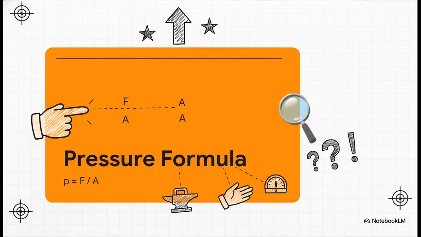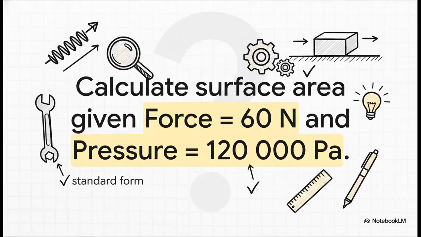P equals F over A. Another one of those formulas that's just got to be in your mental toolkit. And now for the big calculation. Force is 60 newtons, pressure is 120,000 pascals. Our job is to calculate the surface area. But hang on, check out the specific instructions. Give the answer in standard form and state the unit. Each of those is a potential mark, so don't miss them.